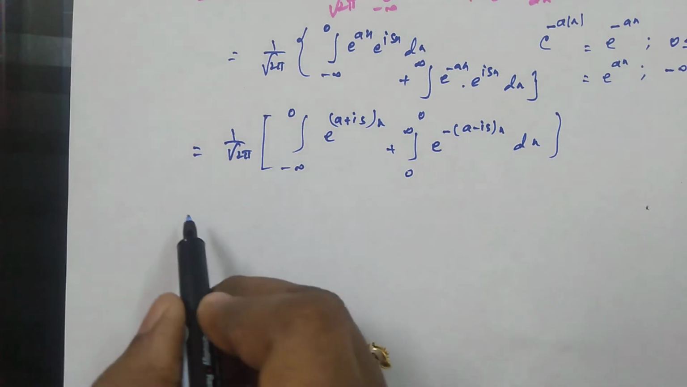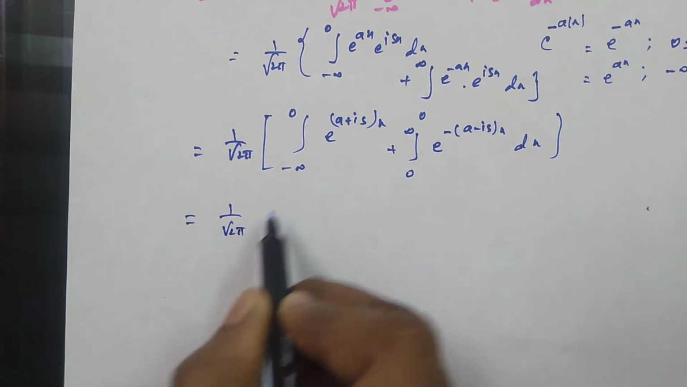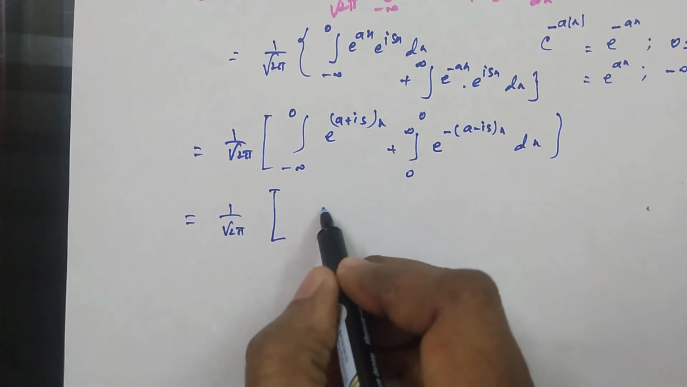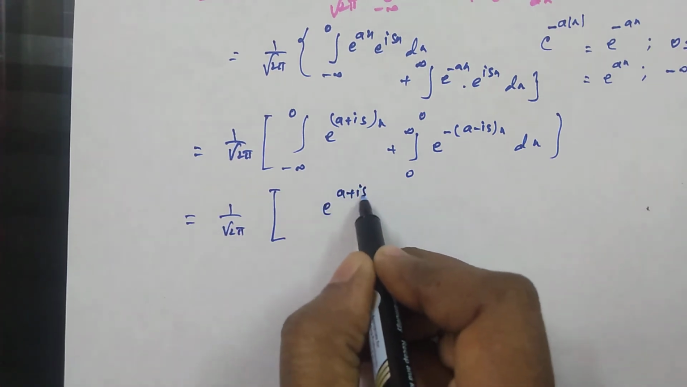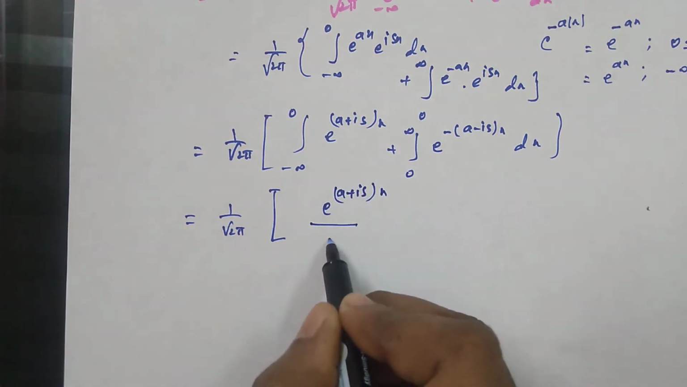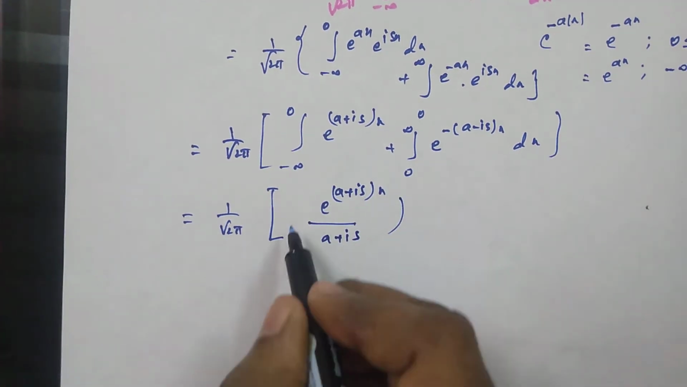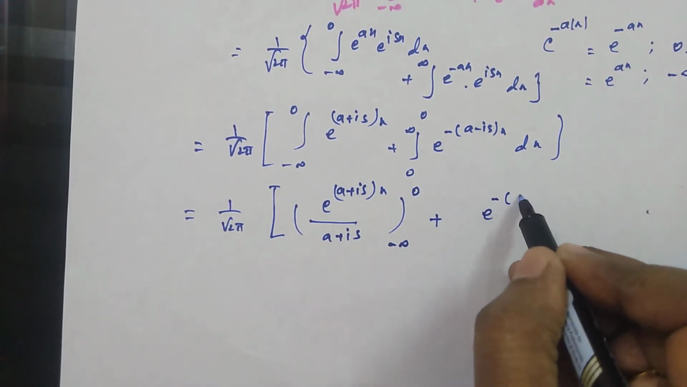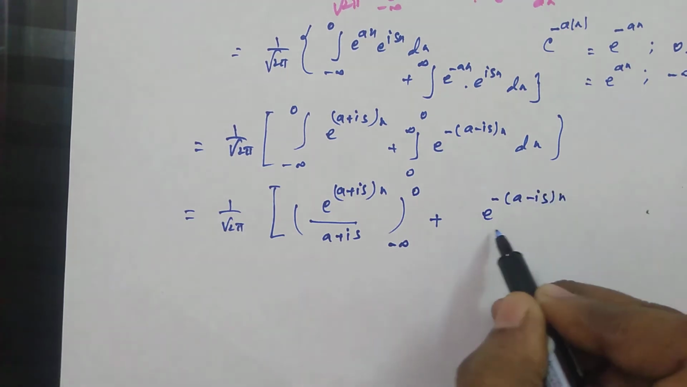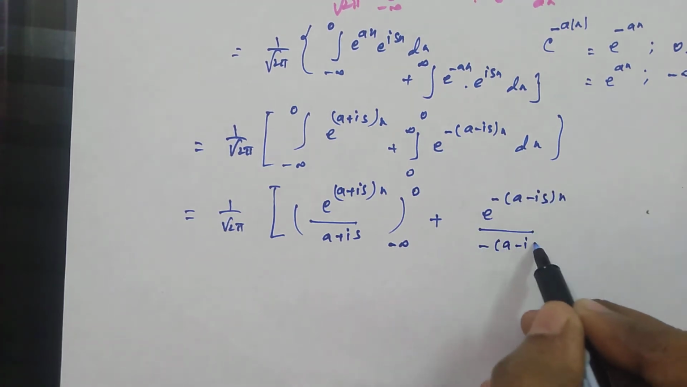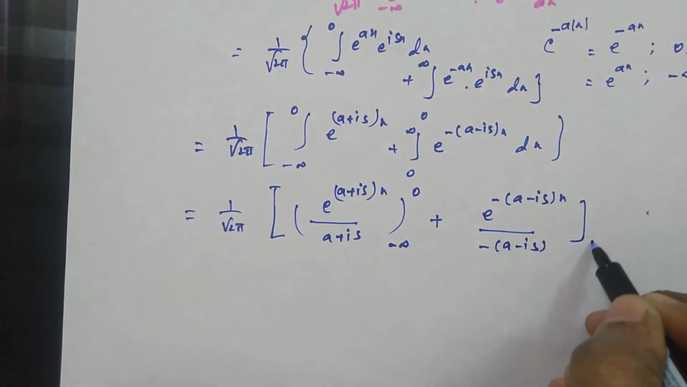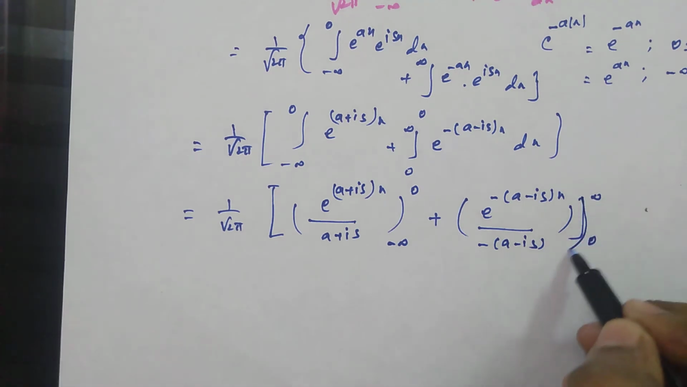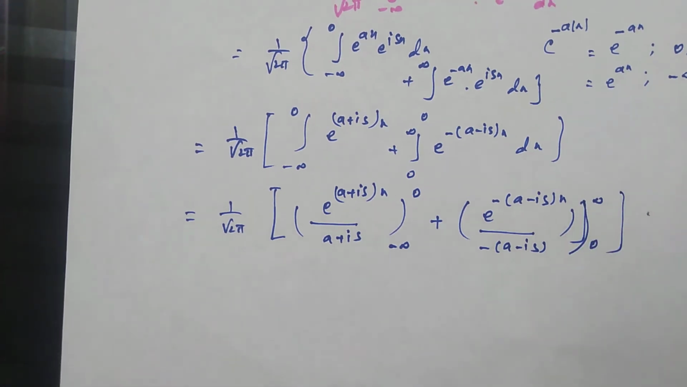Now, we are going to integrate this. It is equal to 1 by root 2 pi, integration of e power ax is e power ax by a. So, e power (a plus is) into x divided by (a plus is) with the limit minus infinity to 0, plus here e power minus (a minus is) into x divided by minus (a minus is) with the limit 0 to infinity. So, now we have integrated this.